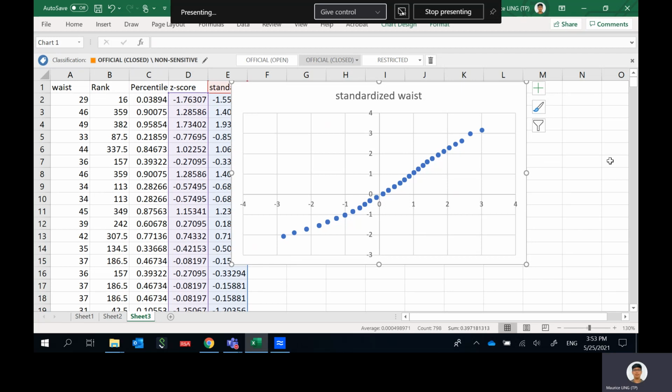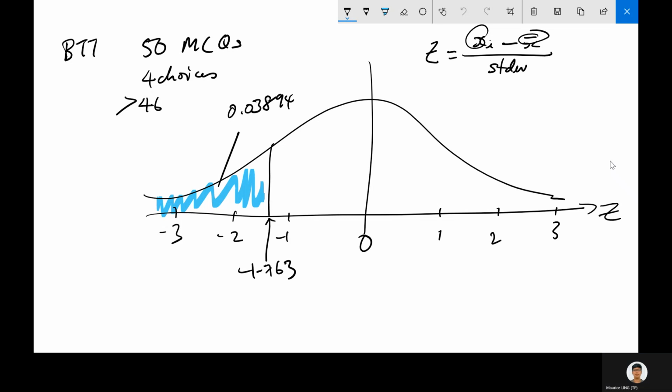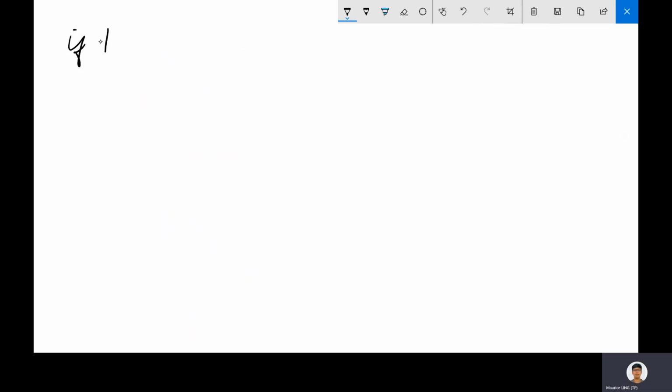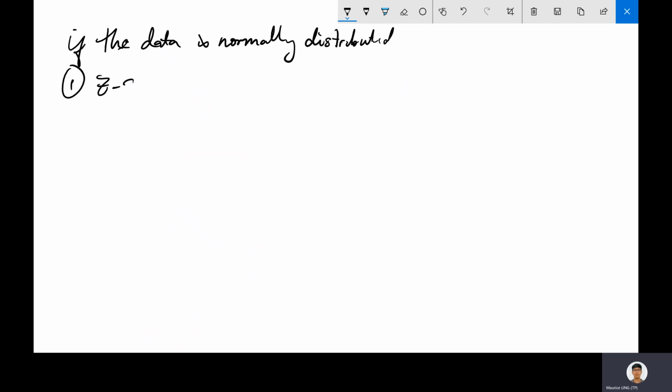Okay. So the criteria for normal distribution on a QQ plot is this. If the data is normally distributed, it will fit two criteria. Number one is the z-score versus the standardized value is more or less a straight line.